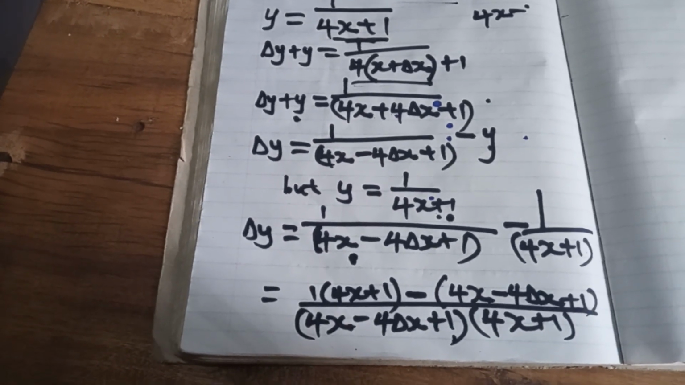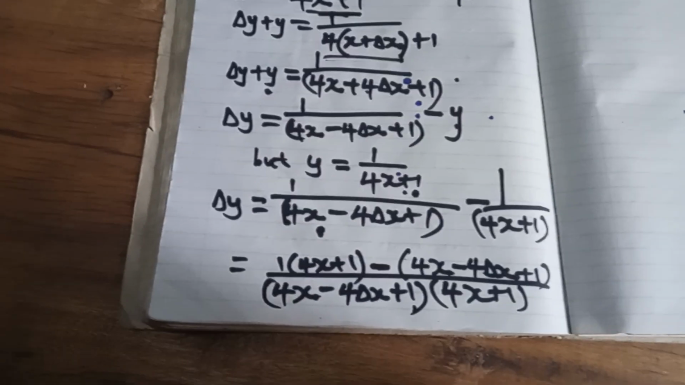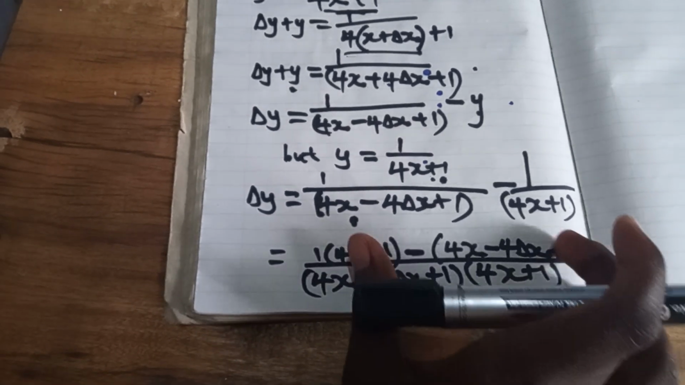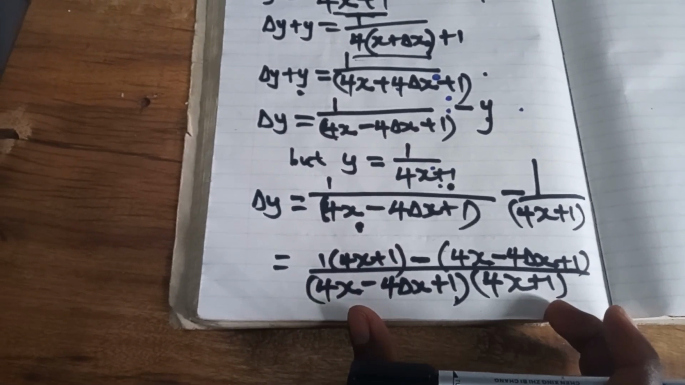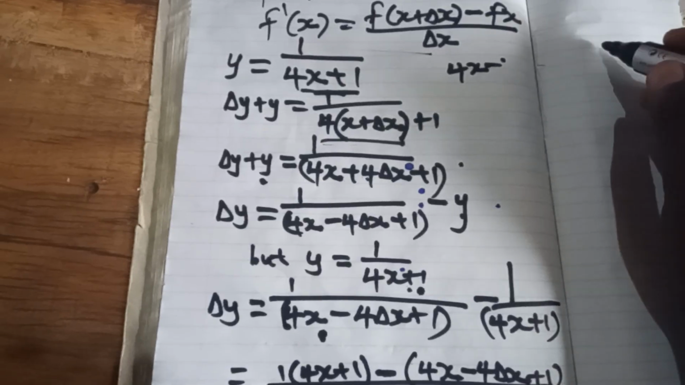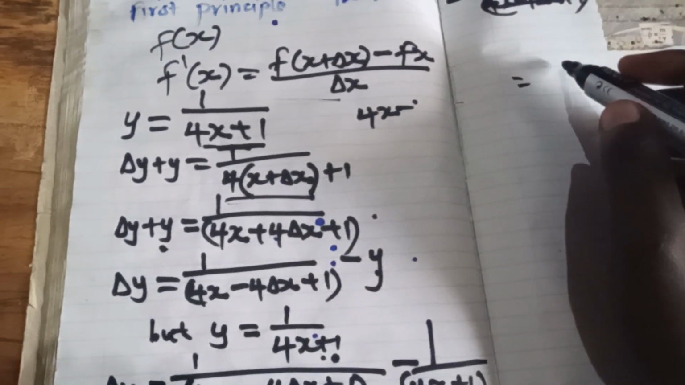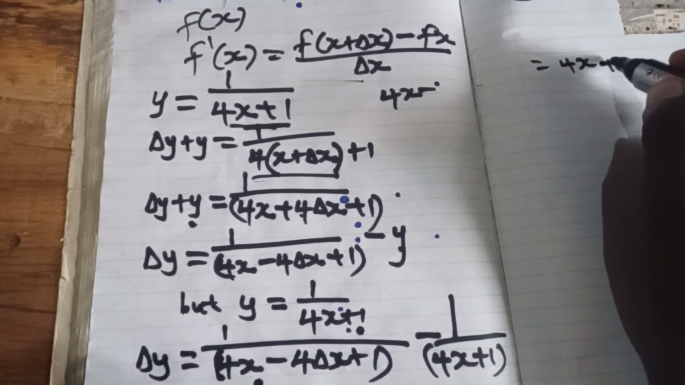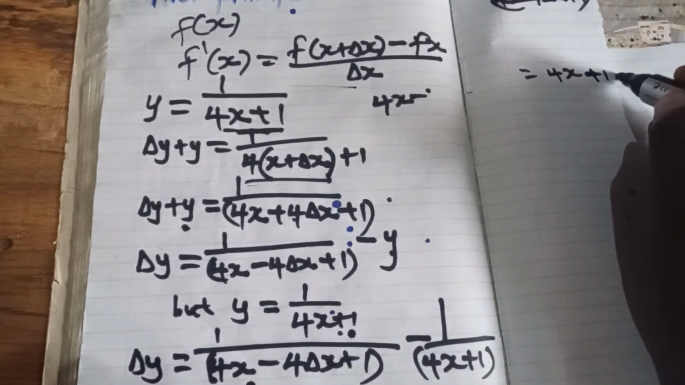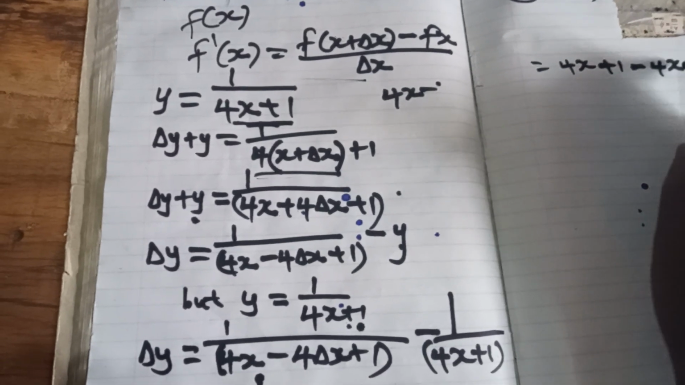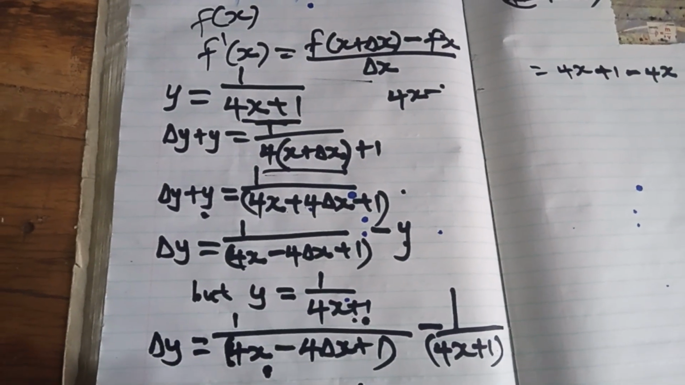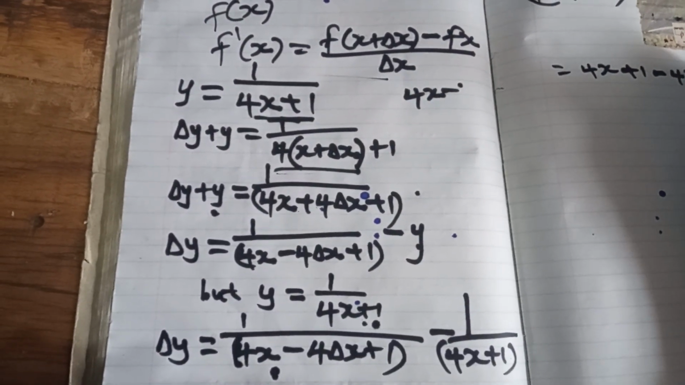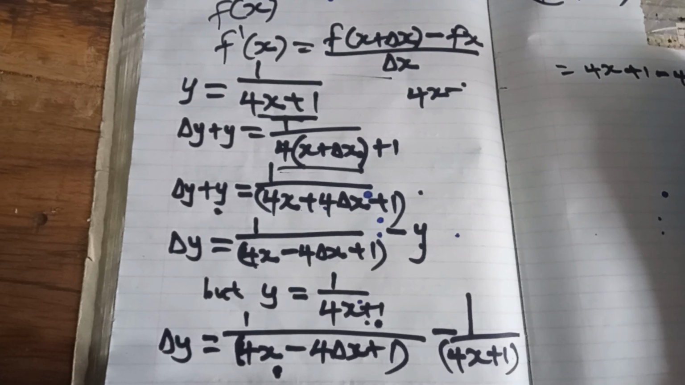So in reaching there, we have to expand the numerator, leaving alone the denominator first. Let us expand the numerator, and we remain with the denominator side. So we are going to have 4x plus 1. We have to subtract 4x. Then this one is going to be plus 4x.